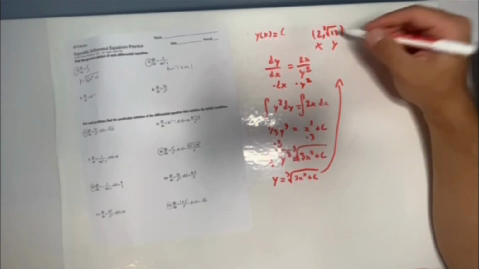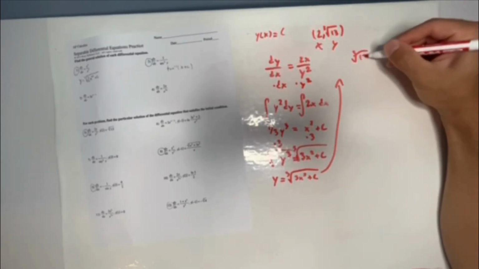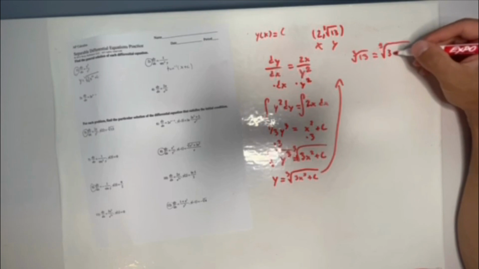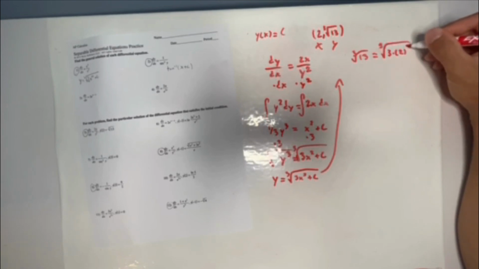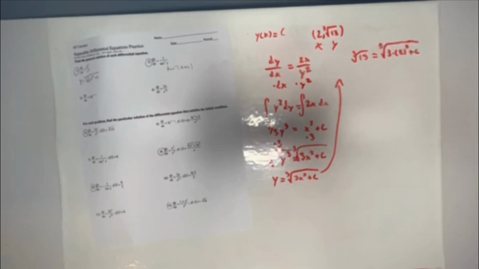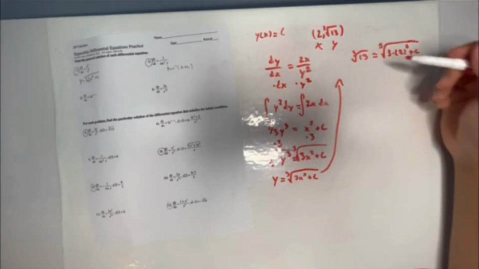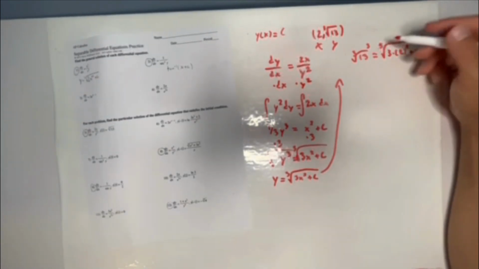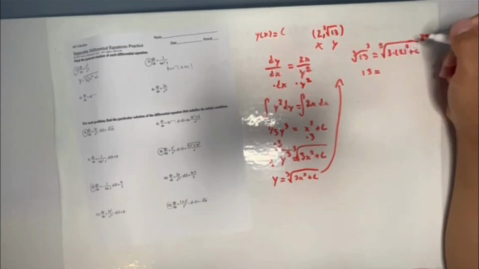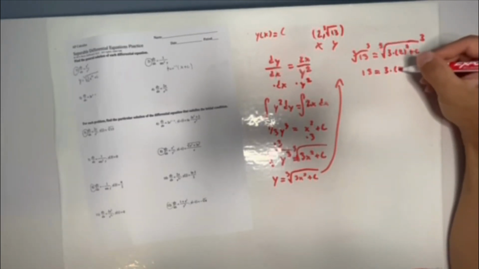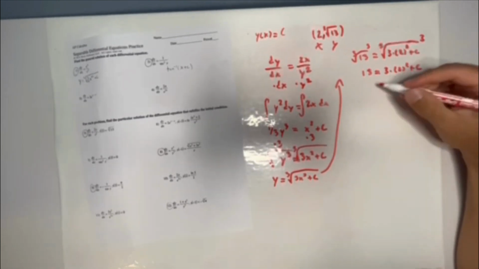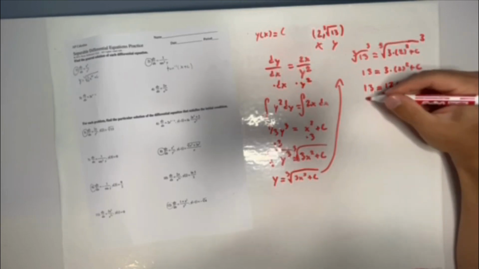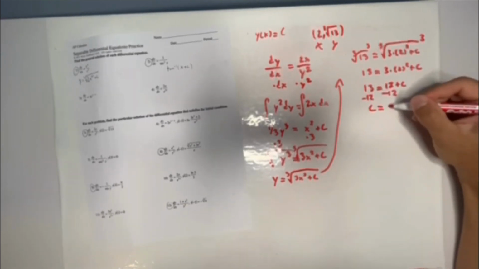So now we can plug in the cube root of 13 for y equals the cube root of 3 times 2 squared plus c. And then from there, we just solve for c. In this case, we can cube both sides to get rid of that root. And we get 13 equals 3 times 2 squared plus c. Now we get 13 equals 12 plus c. Subtract the 12 over, and we get c equals 1.